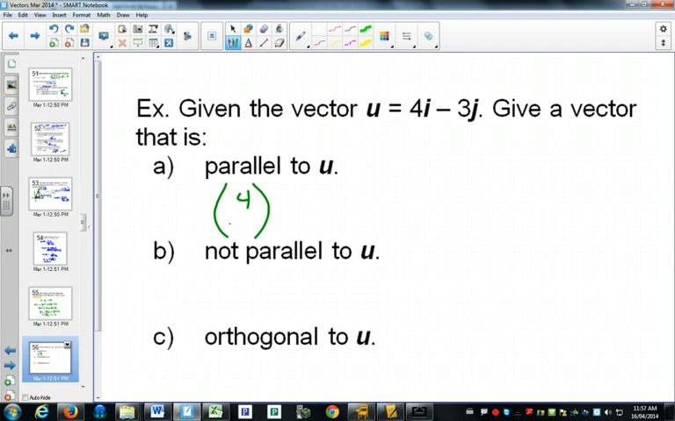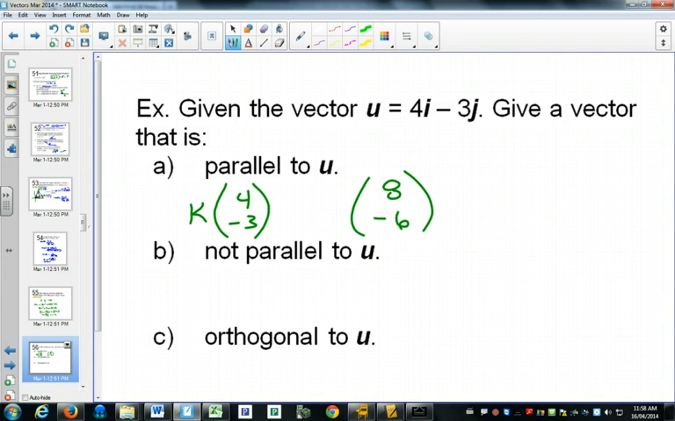If I write u as 4, minus 3, that means it's going 4 over in the x direction and down 3 in the y direction. To write a vector that's parallel, all you have to do is be going in the same direction, but it could be longer or shorter, but it just needs to be parallel. So any value that you put in front of here will give you something that's parallel. So let's say k is 2. 8, minus 6 is parallel to 4, minus 3.